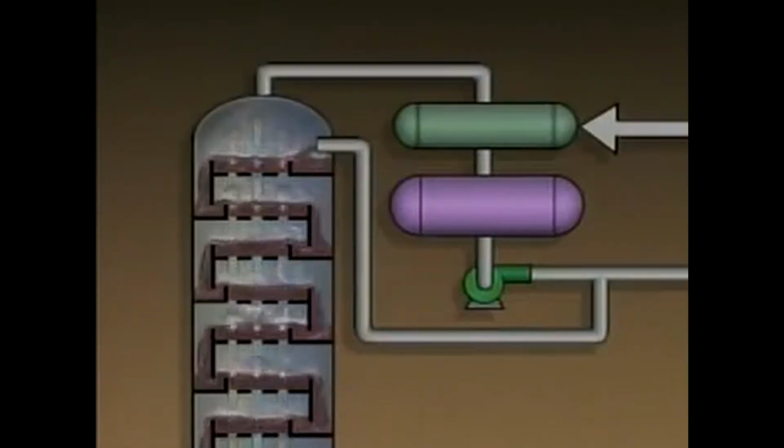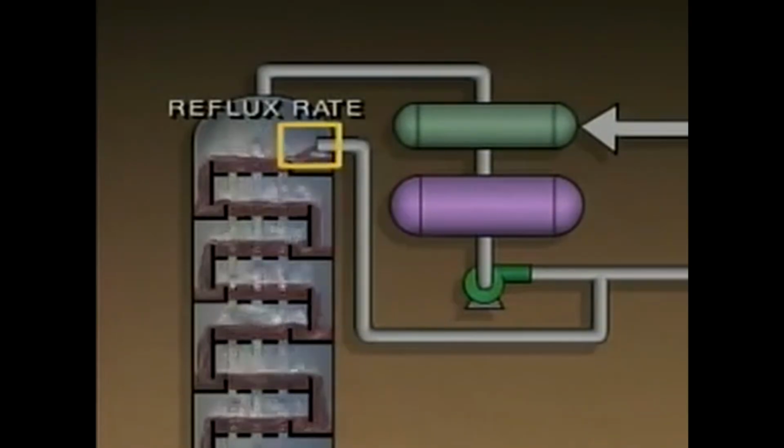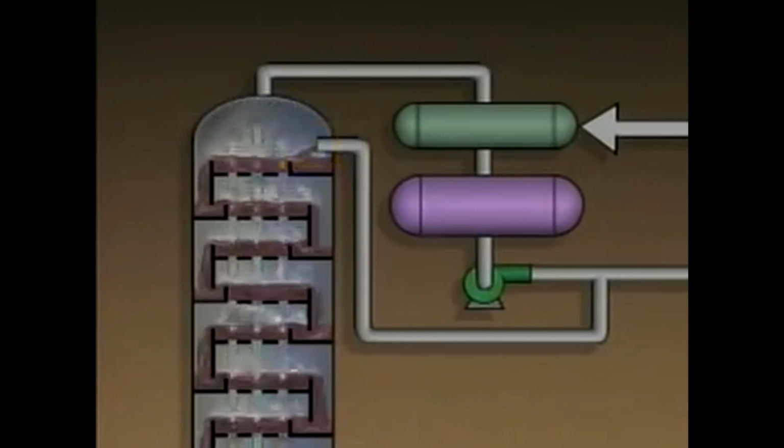The temperature at the top of the tower is controlled by the amount or the temperature of the cool liquid that's pumped back into the tower from the overhead receiver. This is called the reflux rate. Increasing the reflux rate decreases the temperature at the top of the tower.